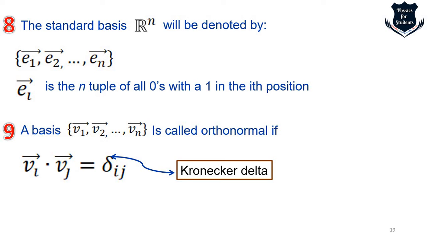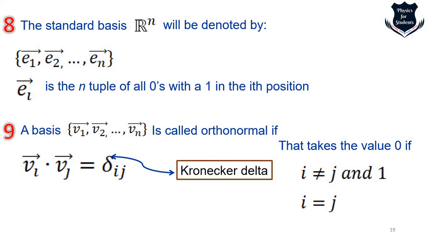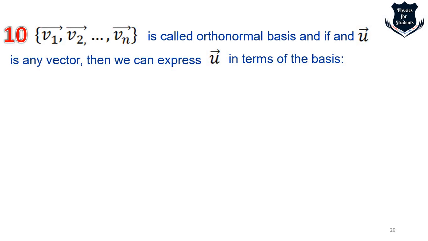This delta sub ij is a Kronecker delta, a function with two integer entries i and j that takes the value 0 if i is not equal to j, and 1 if i equals j, as I have written on the right side. So it actually traces the value, just to tell you about the Kronecker delta part. Coming to the 10th point, which is this one.